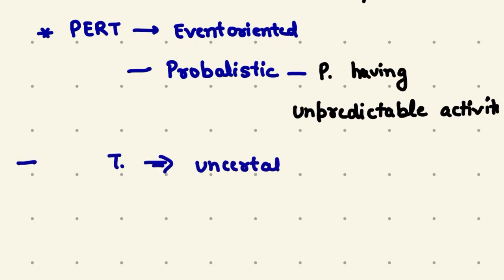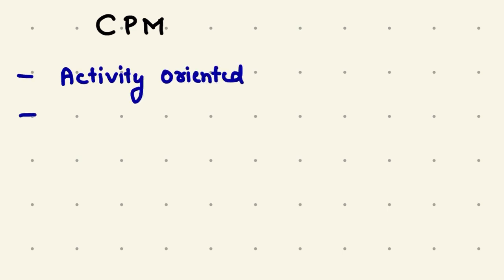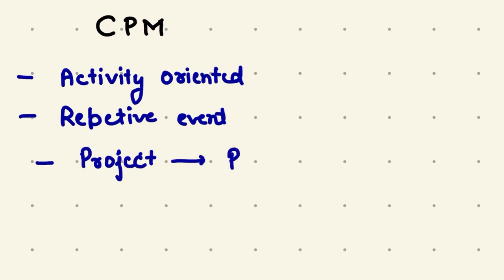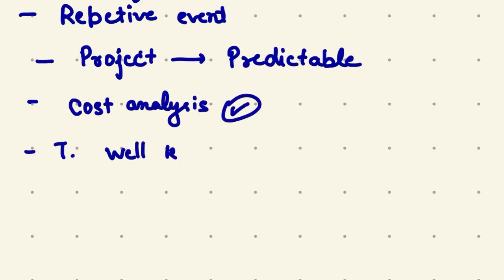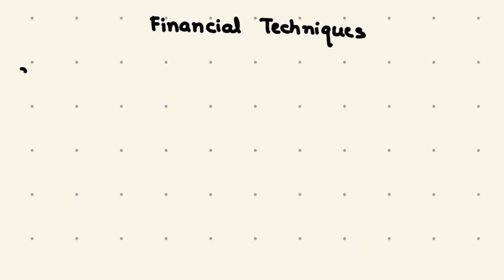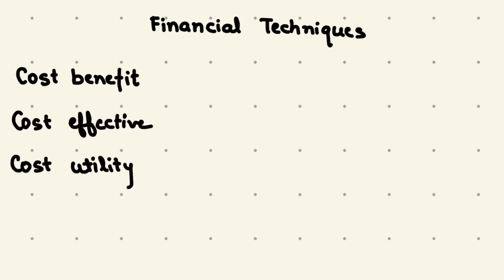Time here is uncertain. Let's go to the next network analysis, which is CPM, that is critical path method, which is activity oriented. It is used for a repetitive event, and the project is predictable, and cost analysis can be considered. Here, time is well known. Let's move on to another important technique, that is financial techniques, which include cost benefit, cost effective, and cost utility analysis. Next is input output analysis.